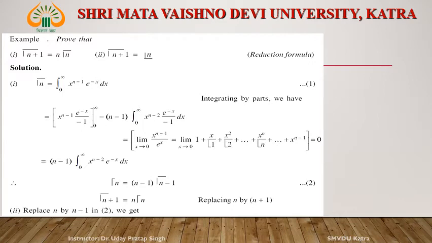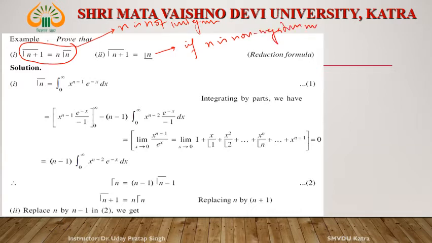Now see the second property. Gamma of n plus 1 is equal to n into gamma n if n is not an integer. Not integer means we are talking about the positive integer, right? And gamma of n plus 1 is equal to factorial n if n is a non-negative integer. Then what is gamma n? Gamma n is the integral 0 to infinity x to the power n minus 1 e to the power minus x dx.